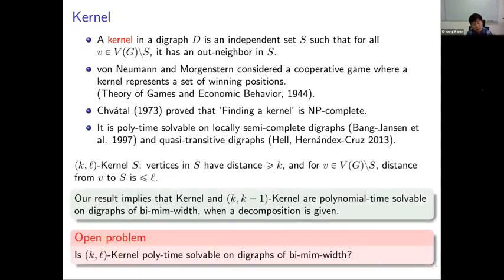A slightly more general version was discussed recently, called the (k,l)-kernel. Here k means that the vertices in S have pairwise distance at least k, and for every vertex outside S, there is a path of length at most l from the vertex to S. So a kernel can be seen as a (2,1)-kernel. And our result on the powers of graphs implies that the (k, k-1)-kernel can be solved in polynomial time on digraphs of bounded mim-width. But one open problem is that we cannot capture the (k,l)-kernel in general in some way. So we are not sure whether it can be solved in polynomial time. It looks very likely positive, but we couldn't confirm it yet.